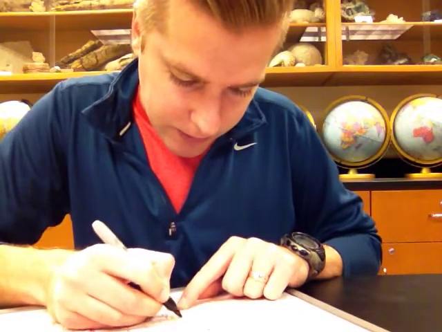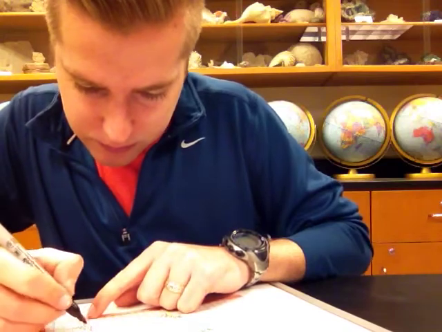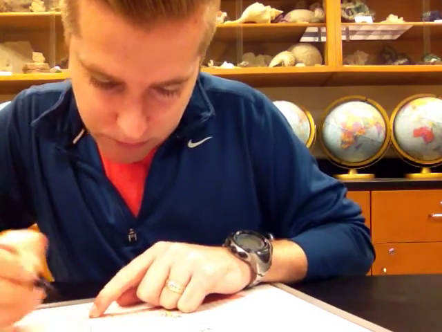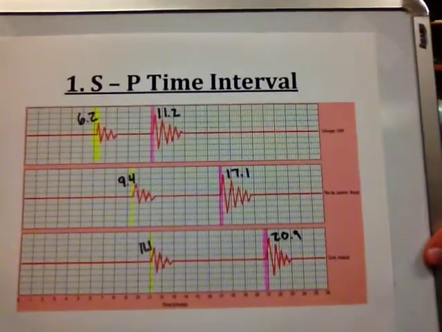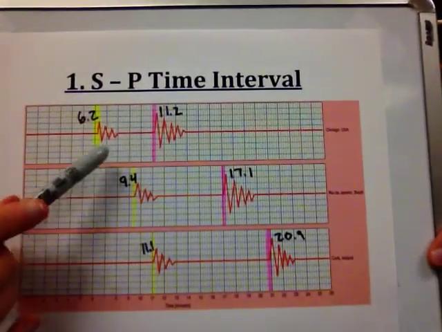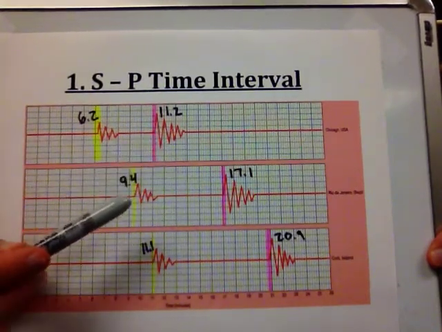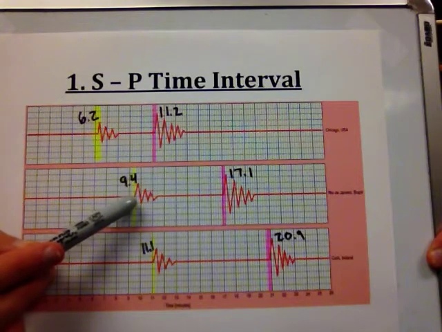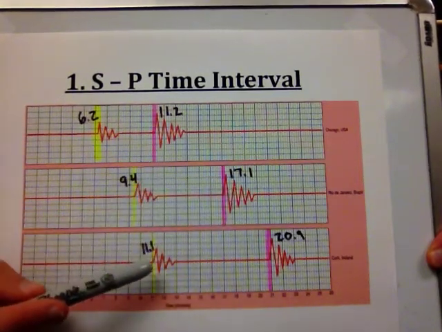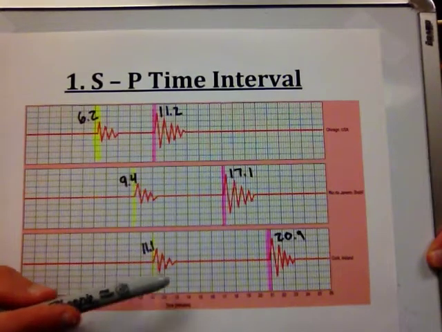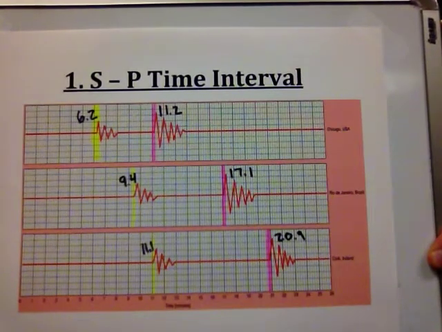And once we have these, I've gone through and visually estimated. Chicago, we have the P wave at 6.2 minutes, the S wave at 11.2 minutes. Rio de Janeiro, we have the P wave at 9.4 minutes, the S wave at 17.1 minutes. And in Cork, we have the P wave at 11.1 minutes and the S wave at 20.9 minutes.